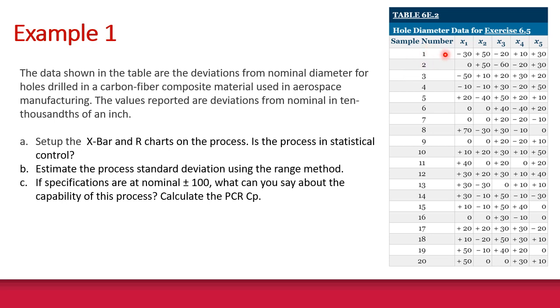This particular example, he doesn't tell us exactly what the times were, but we can imagine, for example, that every hour we drew 5 samples off the assembly line and measured the diameter of these holes, and we recorded them. So what we want to do is set up the X bar and R charts for the process. Is this process in statistical control? Part B, we want to estimate the process standard deviation using the range method. Part C, if the specifications are at nominal plus or minus 100, what can you say about the capability of this process? Evaluate the process CP value.